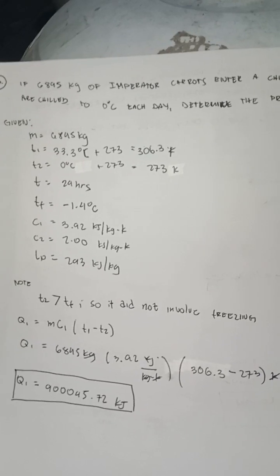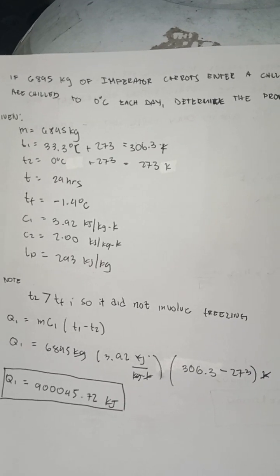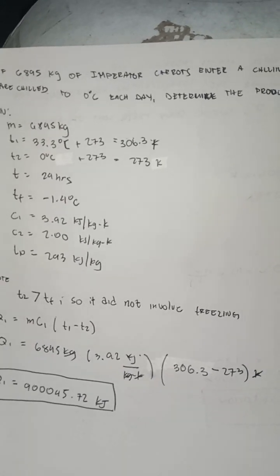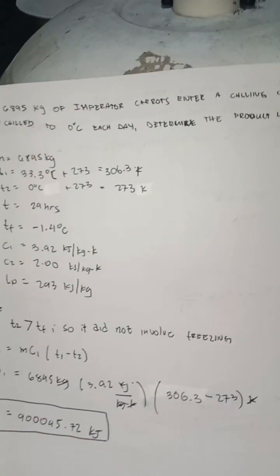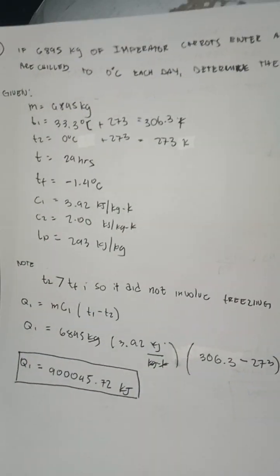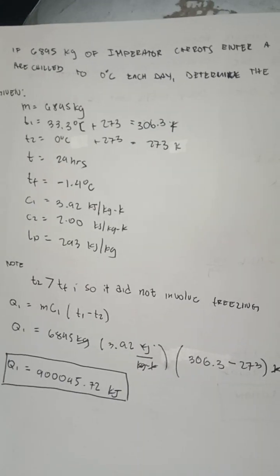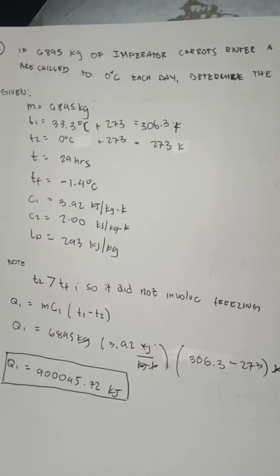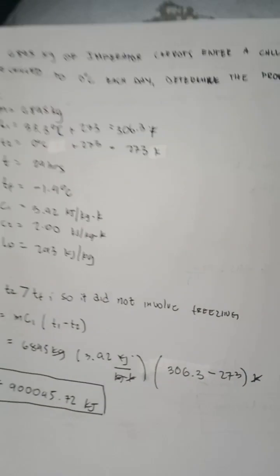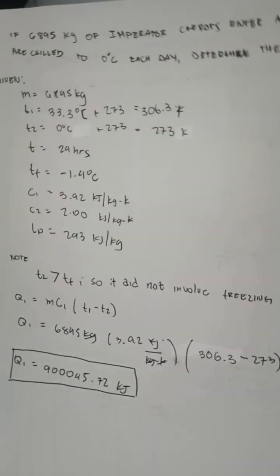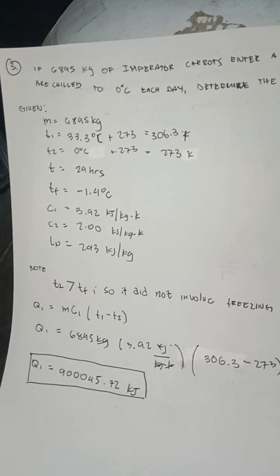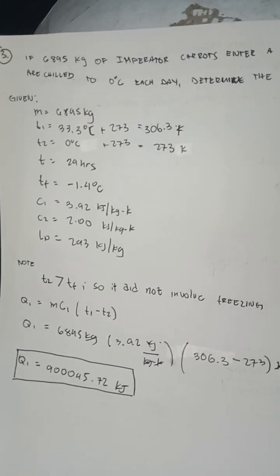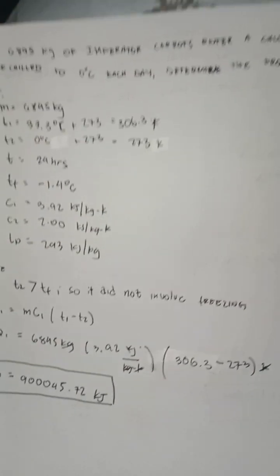6,895 kilogram. T1 equals 33.3 degrees Celsius, since it needs to be absolute, plus 273 equals 306.3 Kelvin. Then T2 equals 0 degrees Celsius plus 273 equals 273 Kelvin. Time, since each day, a day is 24 hours. TF equals negative 1.4 degrees Celsius. We get it from the table.